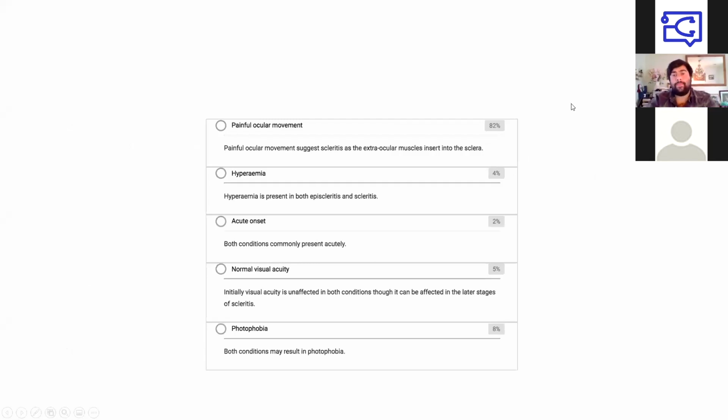So the idea is that with scleritis, you have inflammation of the sclera, which is where the extraocular muscles insert. So when you move the eye, that will irritate that already inflamed lining of the eye, and therefore there will be pain on eye movement. Hyperemia means redness of the eye. That's not really specific to one or the other. Acute onset, both can be acute onset. Visual acuity, generally unaffected. And photophobia, generally in both.